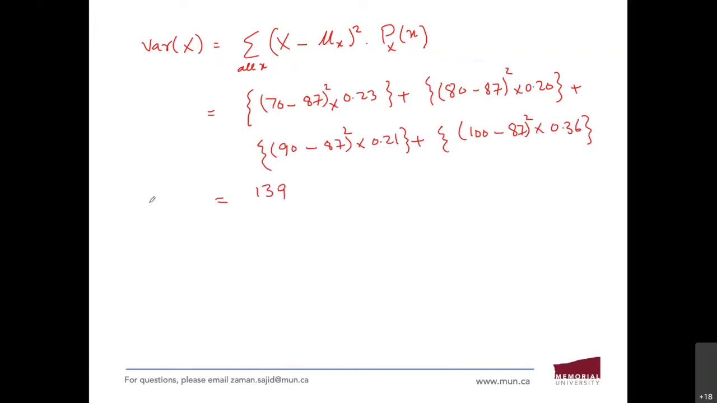Now once you solve it, you will get 139, and this is the value of your variance. And for your sigma value, this is the square root of 139, which gives you 11.79.